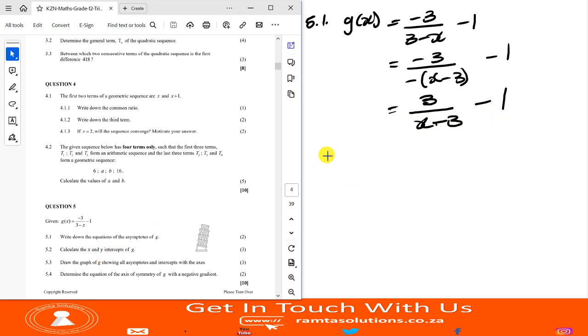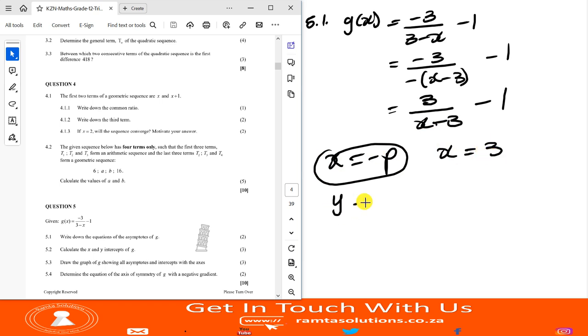So for the asymptotes, we can simply say x equals negative p. Remember that? So we'll say x is equal to negative times negative 3. It will be x equals 3. Now another asymptote, which is the horizontal, y equals q. What do we say? We say y equals, what is the q value? Negative 1. Okay? Good. Now, let's then head to 5.2.